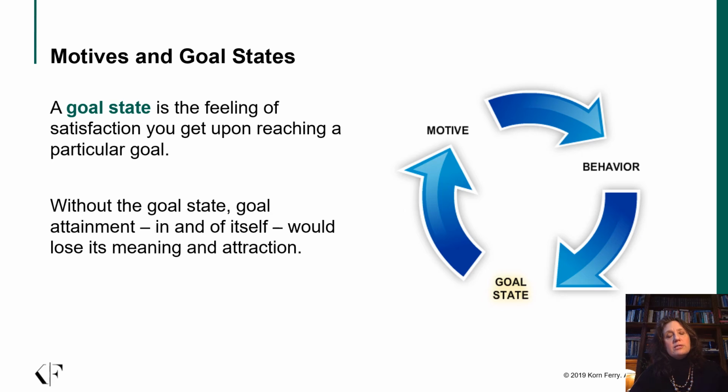Every motive is marked by a strong desire to reach a certain kind of goal, or more precisely, a certain goal state, which is less tangible. A goal state is the feeling of satisfaction you get upon reaching a particular goal. Without the goal state, goal attainment in and of itself would lose its meaning and its attraction. Because a goal state is so satisfying, you attempt or are motivated to reach it over and over again. And therefore, the motive, the drive to achieve the goal state, is recurrent and stimulated repeatedly whenever a situation provides an opportunity for reaching that goal state.